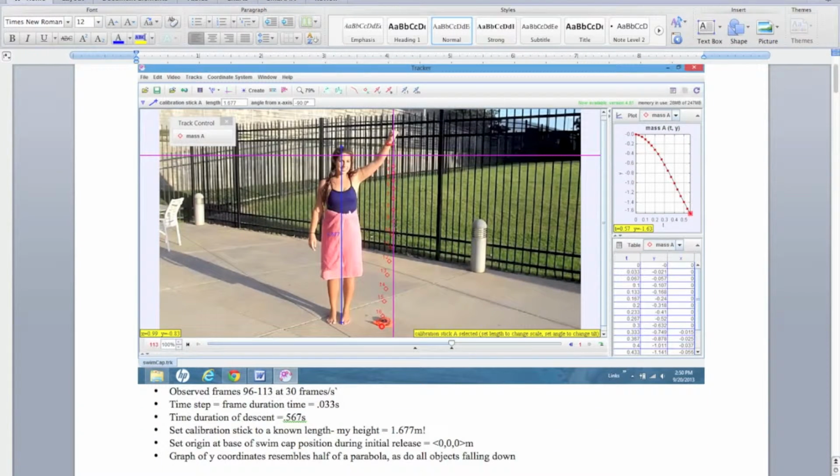Here you can see where I uploaded my video into Tracker. I observed frames 96 through 113, the point from which the swim cap is initially leaving my hand up to the point where the swim cap makes first contact with the ground. I set my calibration stick to a known length, my own personal height of 1.677 meters, and I set the origin at the base of the swim cap position during the initial release.